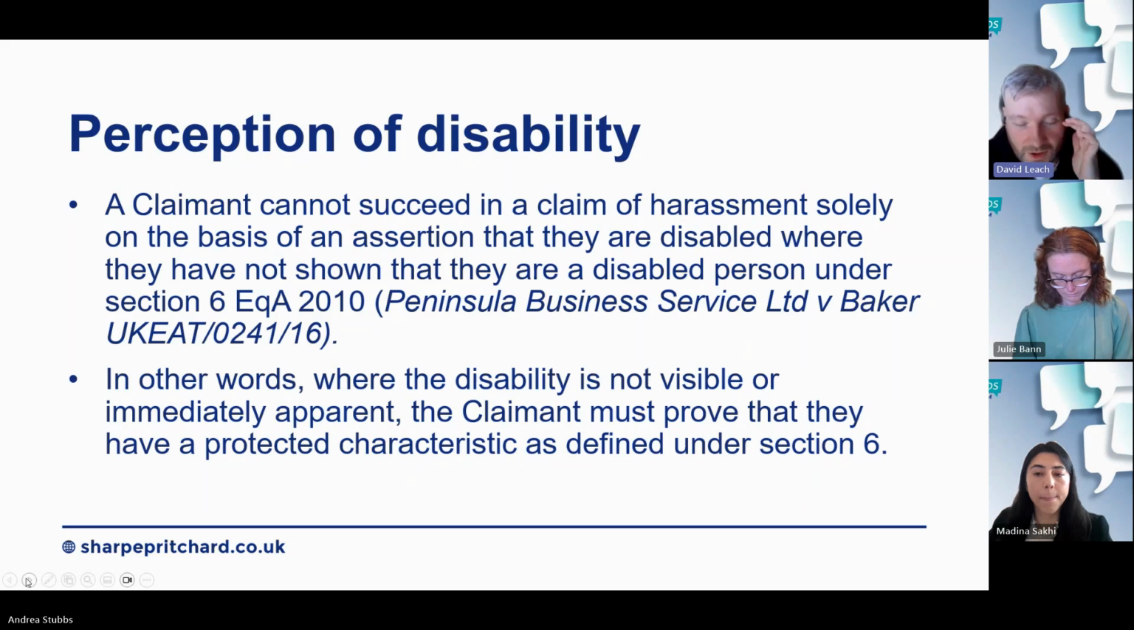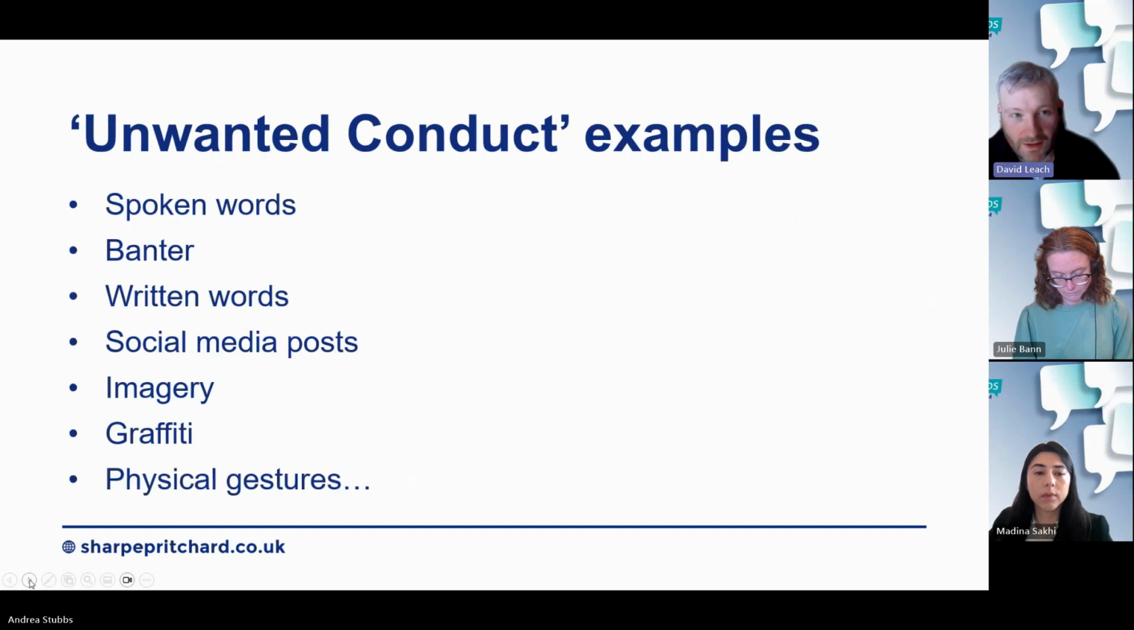And as the next slides will go on to, what can actually be this unwanted conduct and where your problems arise from. So next slide, please. This is a non-exhaustive list. There are 2 slides on this just to say where it goes from. Spoken words is the obvious one, and banter. Banter is something people loved originally and now becomes the bane of anyone in HR and legal's life when someone says, oh, it's banter.